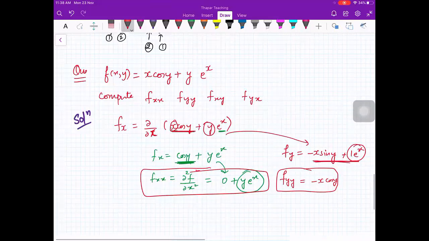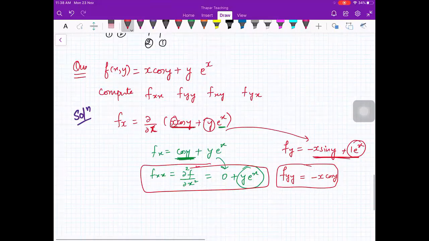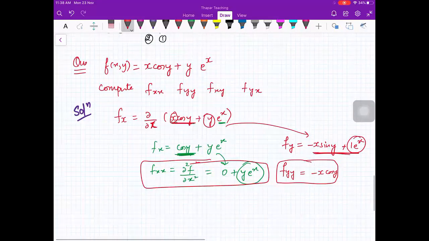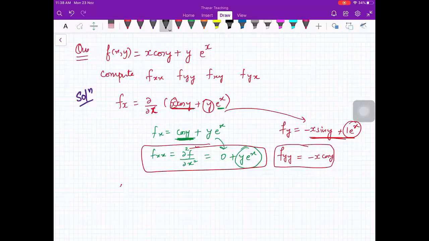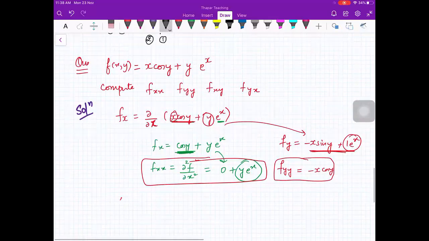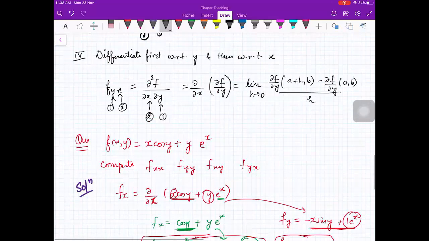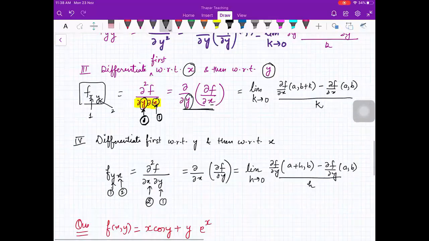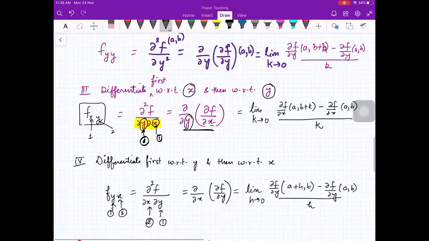Yes, beta. Can you scroll up once? Yeah, where? Ma'am, here when we differentiate first with x and then with y, aren't these the third and fourth? Won't these be the same? No, they are not the same.